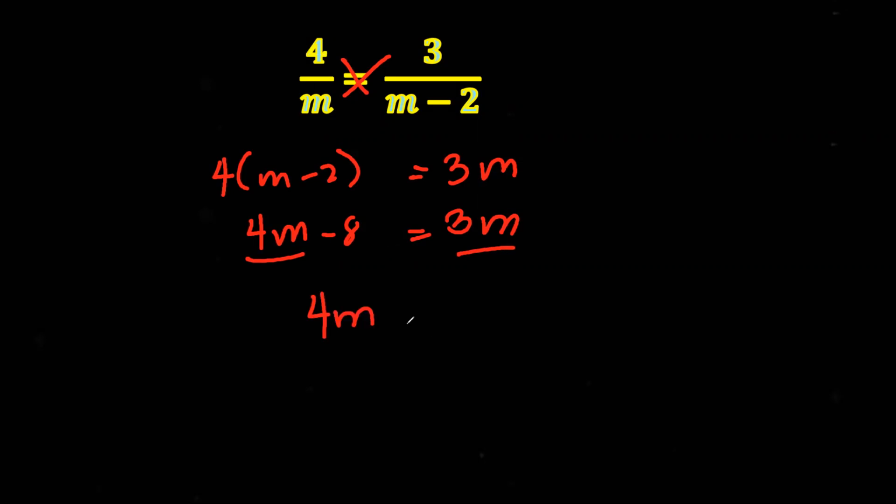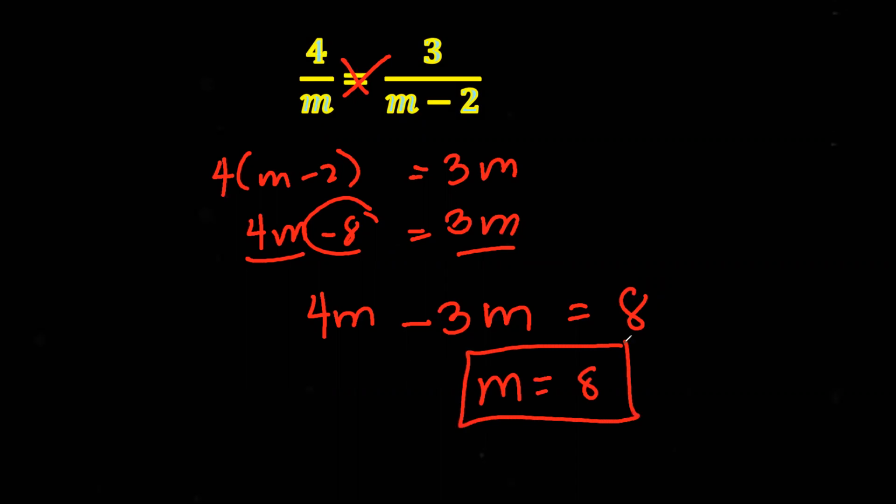So, ilipat natin si 3m sa kabila, magiging minus 3m. Si 8 na negative, we will transpose to the other side of the equation. This will become positive. 4m minus 3m is 1m or m na lang. And then 8, copy.